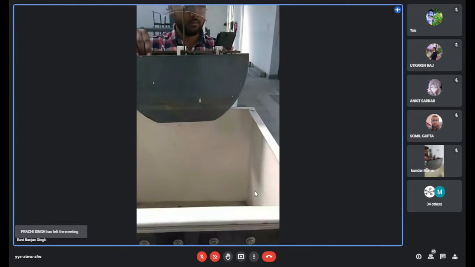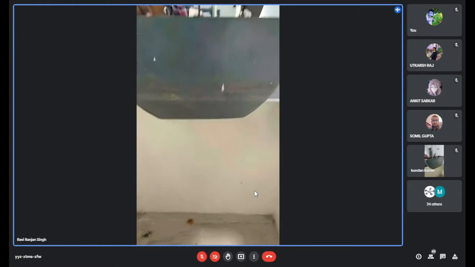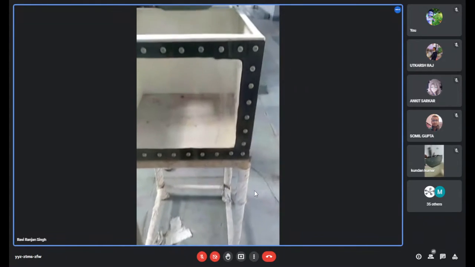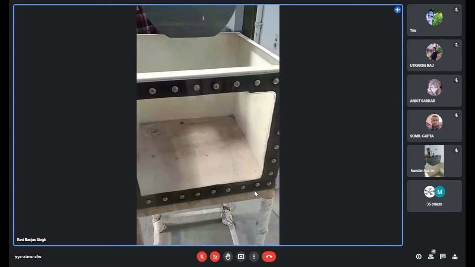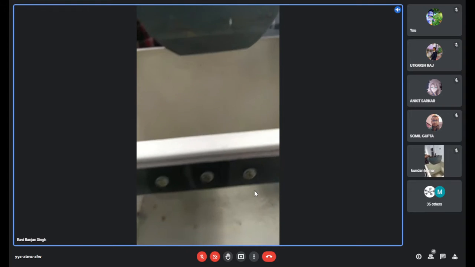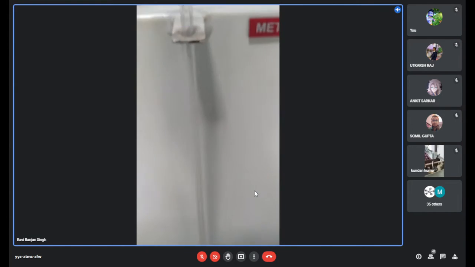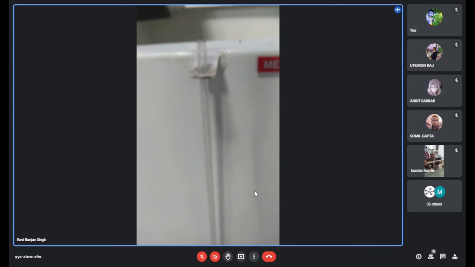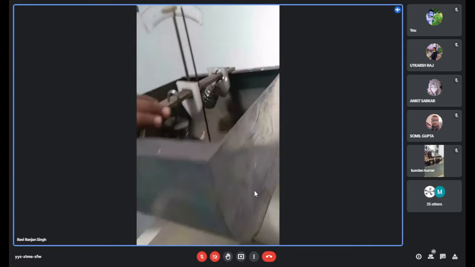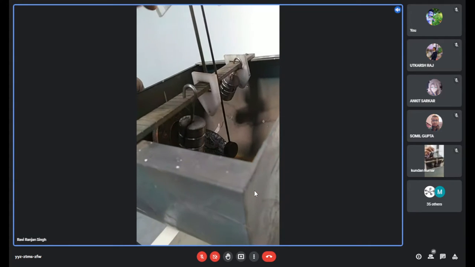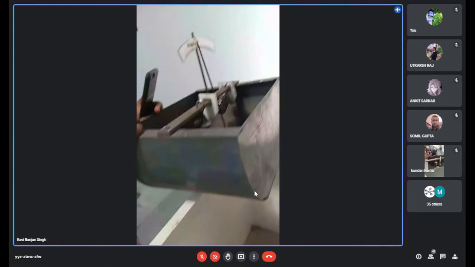This is the first experiment, that is metacentric height calculation. This is the ship model, and this is the tank. This is the tank in which we will fill water, and we will calculate the buoyancy force by the displacement. Whatever the water will be displaced, we will calculate the displaced water, and by which we will calculate the buoyancy force. And after that, we will move the weights and we will calculate the angles by which the ship is moving, and then we will calculate the metacentric height.